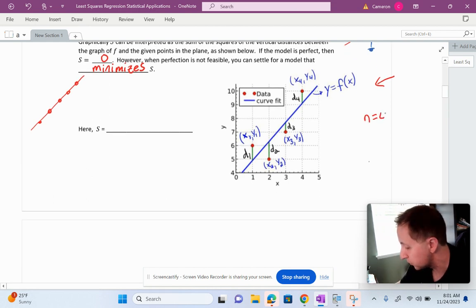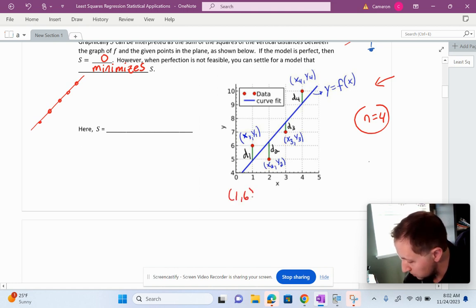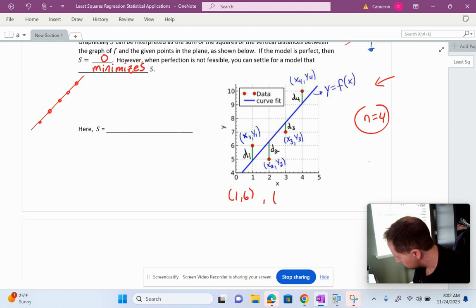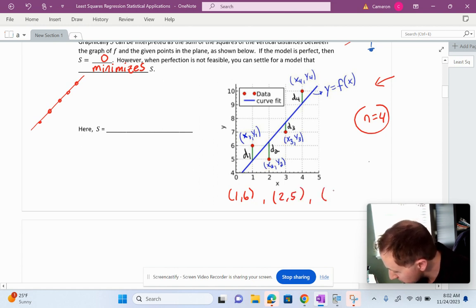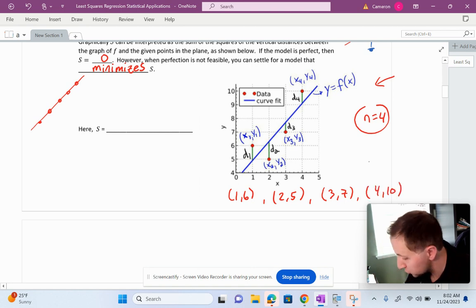In this case, n would equal 4, sample size 4. If you look at the data points we have, it looks like we have points at 1, 6, 2, 5, 3, 7, and 4, 10. I wrote some of these down just to speed it up a little bit. So those are the actual data points. This would be my y sub 1, my y sub 2, my y sub 3, and my y sub 4. And then using the model, I can predict using what's on the blue.